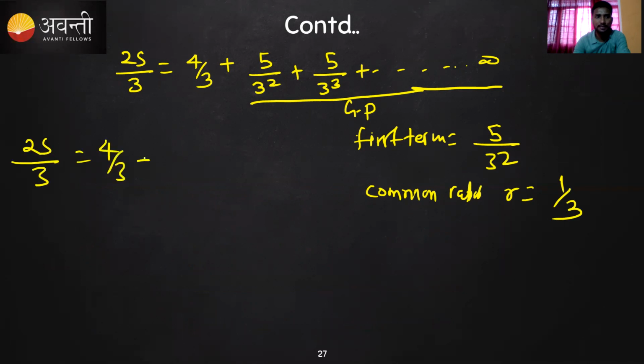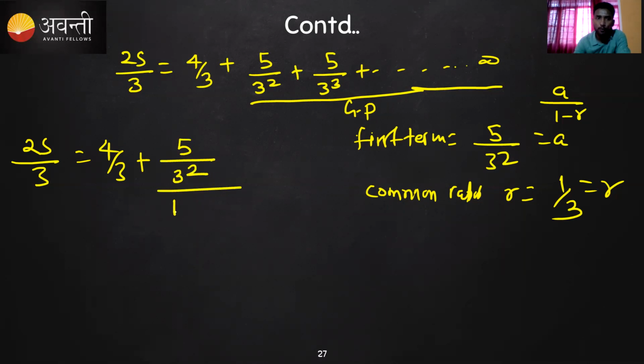So it is basically nothing but the sum of a GP. I think everyone knows this thing: A divided by 1 minus R, where A is nothing but this and R is nothing but this. So from here, what we are going to write, 5 by 3 square, this is the first term, divided by 1 minus R. So R is nothing but 1 by 3.